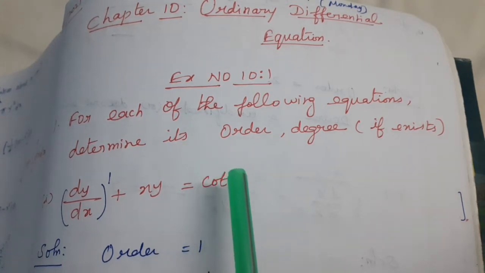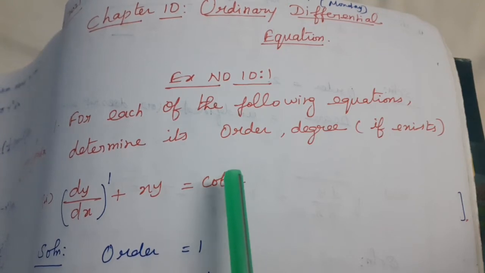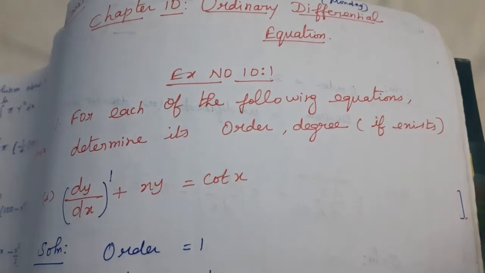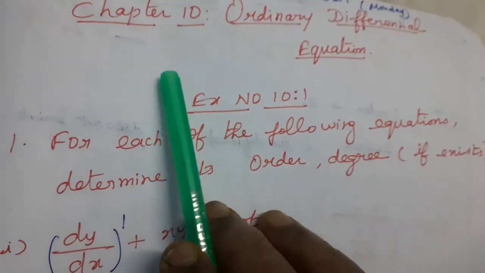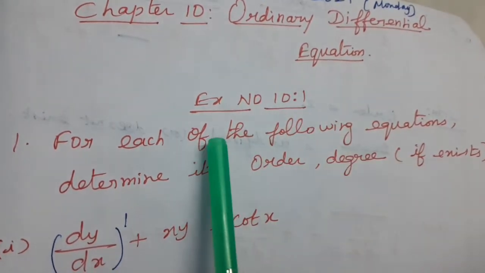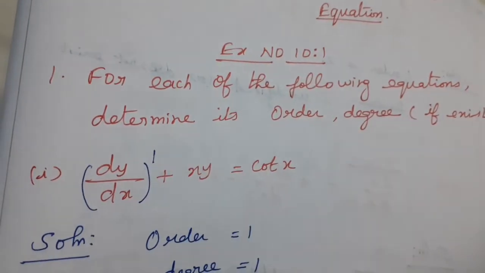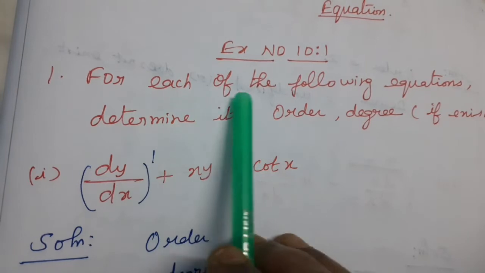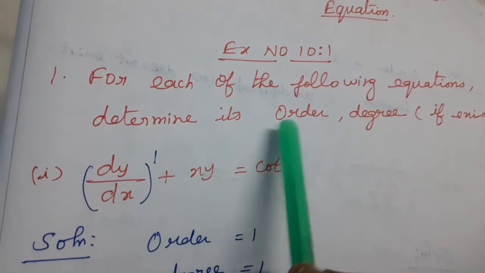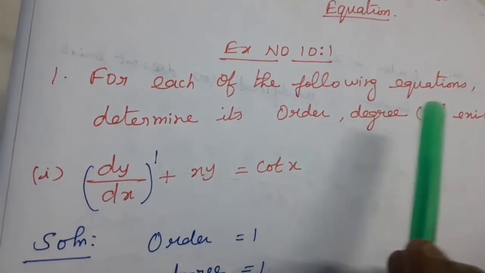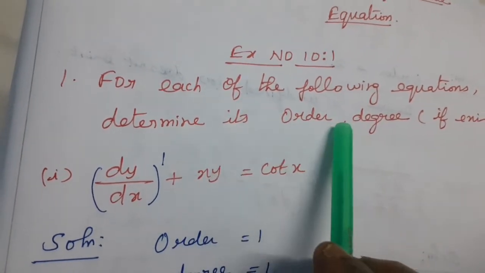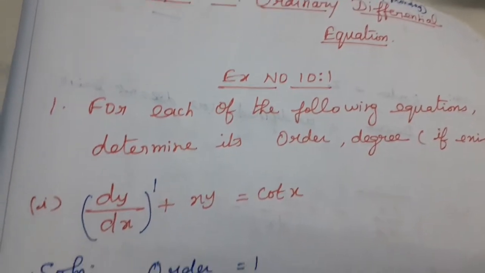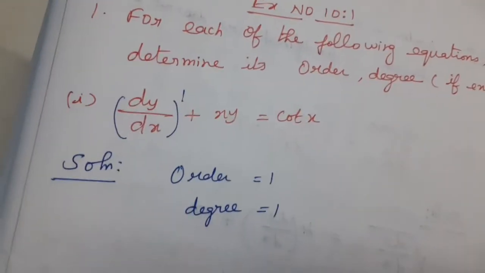What is the chapter? Ordinary differential equation. This is chapter 10 for you. Now listen, this is the simple derivatives for the first exercise. Chapter 10, ordinary differential equation, exercise number 10.1. For this one, very simple. For each of the following equations, determine its order as well as its degree, if it exists. Now listen.